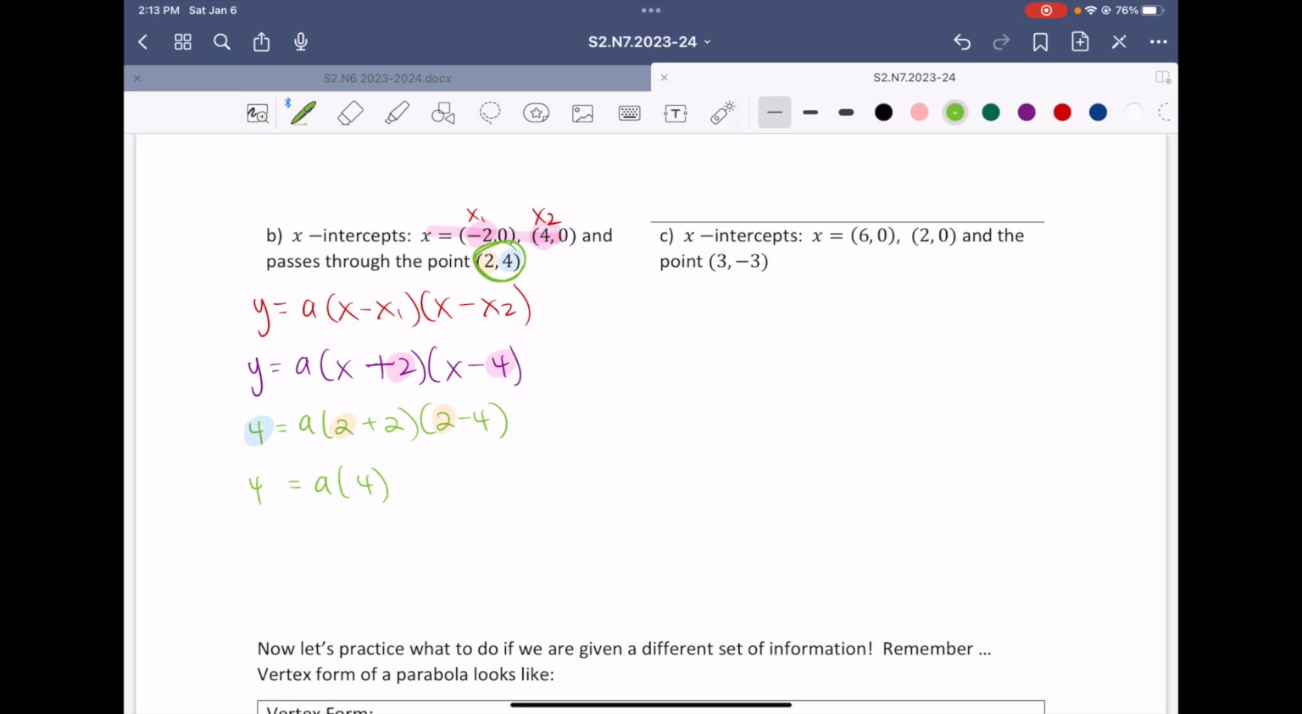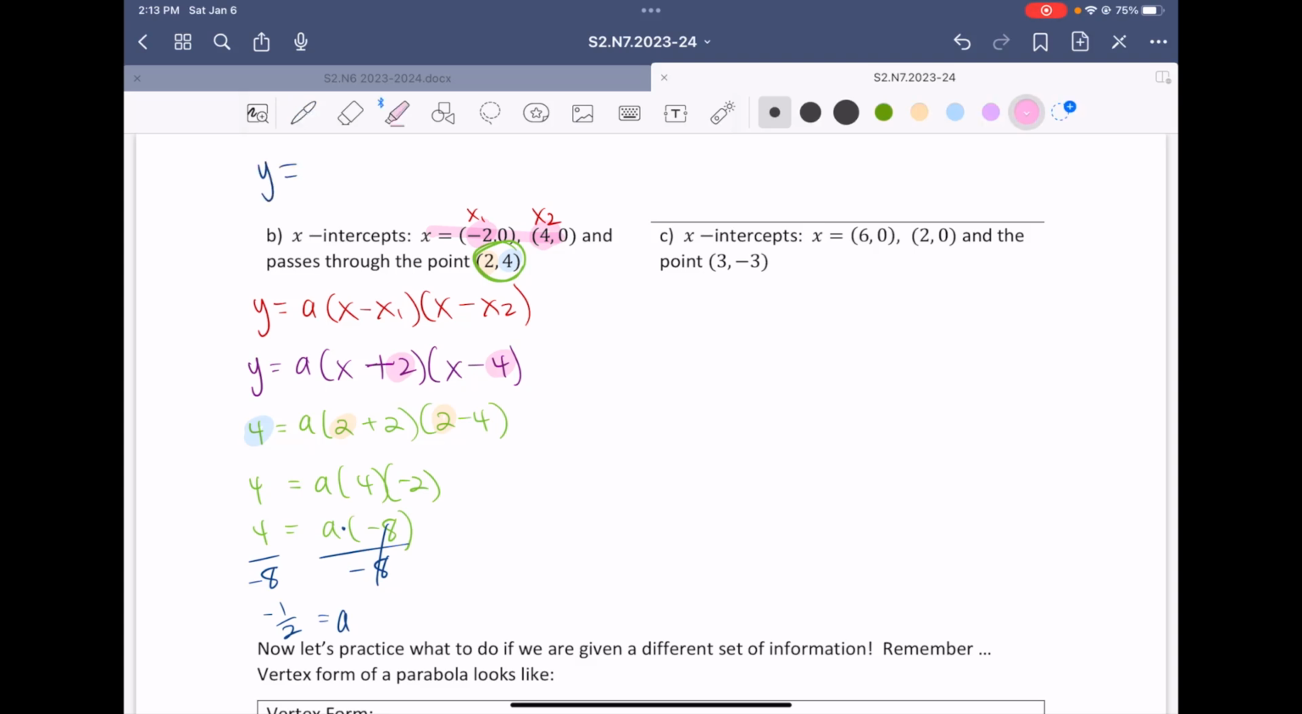A times 4 times -2. That's like saying 4 equals a times -8. Now the a and the -8 are connected by multiply. Let's divide both sides by -8. So a is equal to -1/2. And I'm going to write my answer above because I've run out of space.